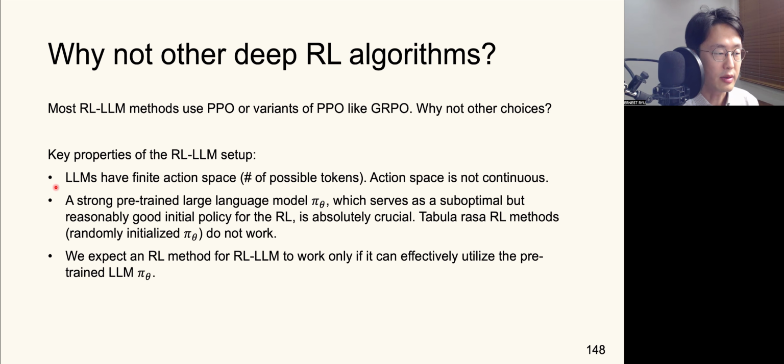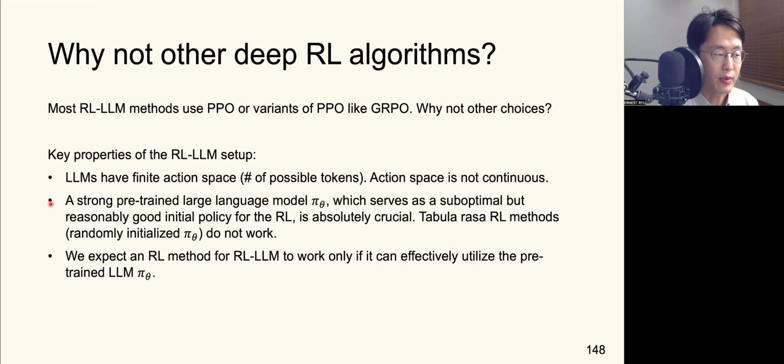So large language models have a finite action space. At each time step, a large language model needs to generate a token, and the number of possible tokens, that's the action space. The action space is not continuous. So that's one crucial property of the RL-LLM setup.